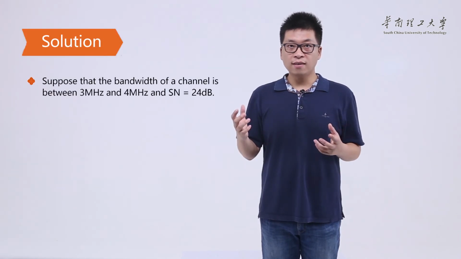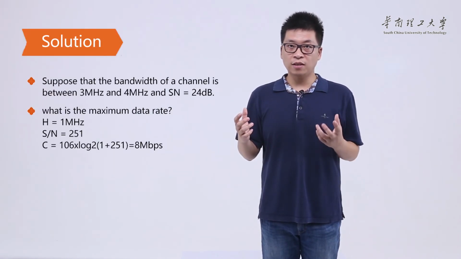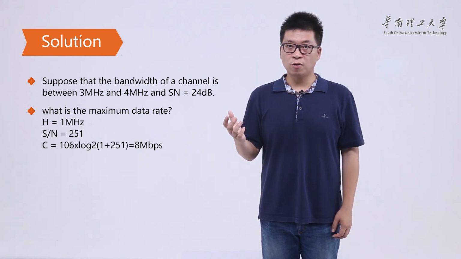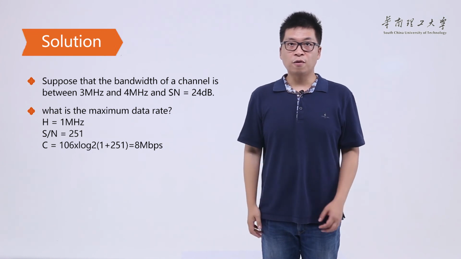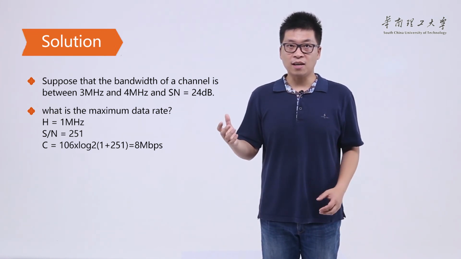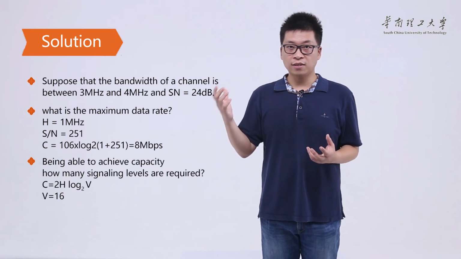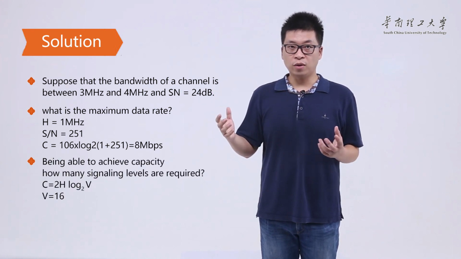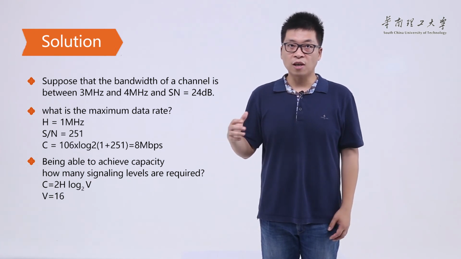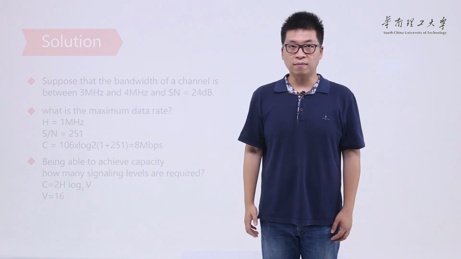For question 1, as it is asking the maximum data rate in a channel with noise, we can apply Shannon's theorem to solve it. Therefore, the maximum data rate can be figured out as 8 Mbps. Question 2 is asking for discrete level, so we can use Nyquist theorem, and the number of discrete levels can be calculated as 16.